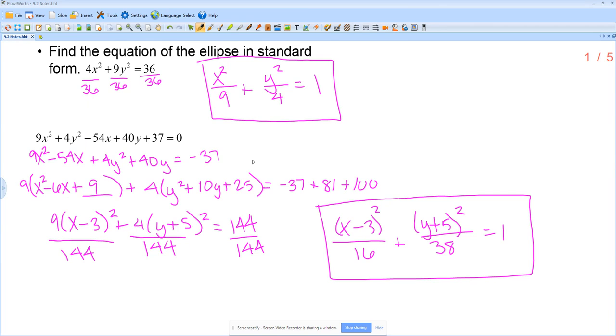So there we have two cases in which what we had to do was put this into standard form before we would then be able to do any identification of the foci, center, vertices, and so on and so forth.